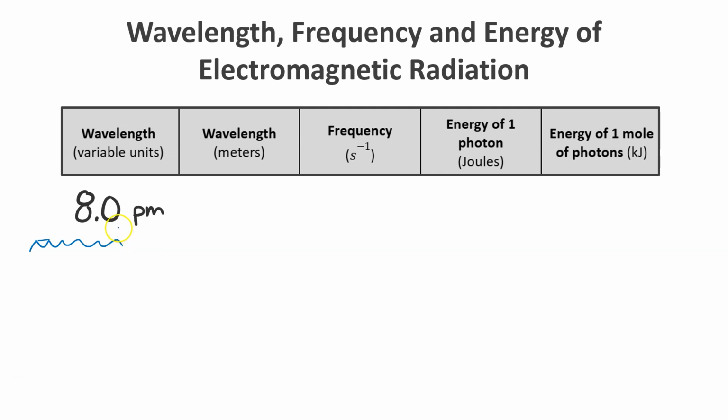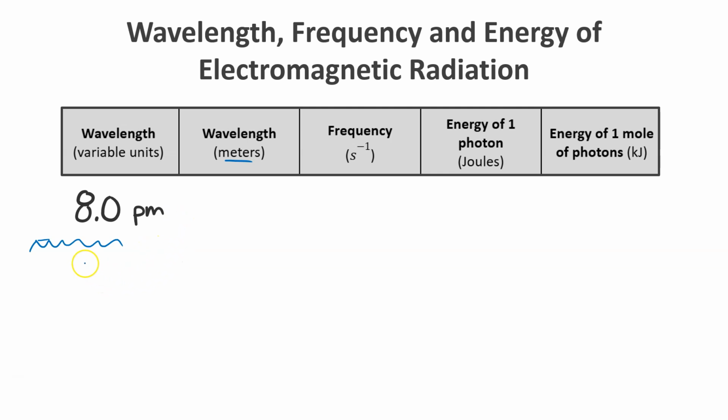But we're going to walk through what that means in terms of the frequency of the wave, the energy of the photons that make up that wave, and so forth. So let's first just deal with the fact that this measurement is given in picometers, and that's because it's an extremely tiny wave. So you would need a very small measurement like picometers to really keep track of it. But to do any calculations with that wavelength as a starting point, we need to get the unit into meters.